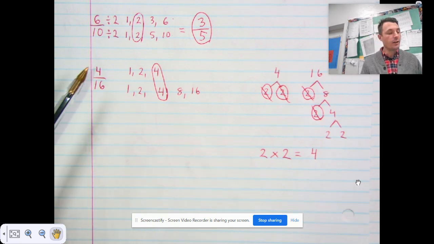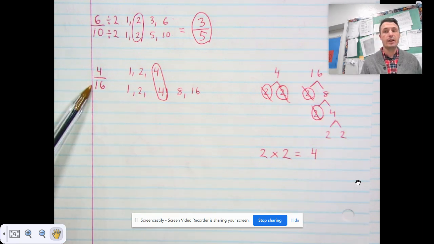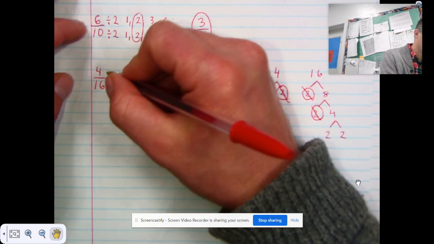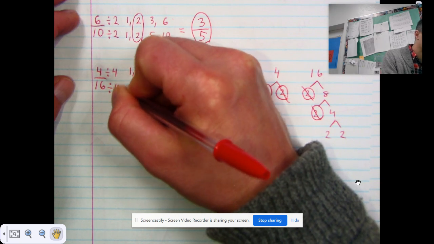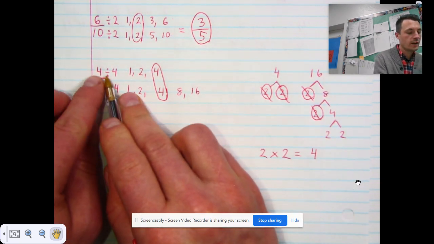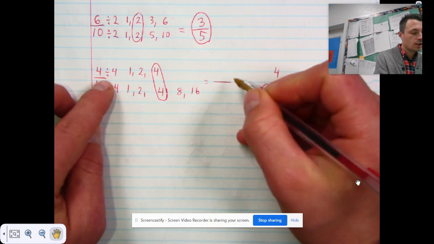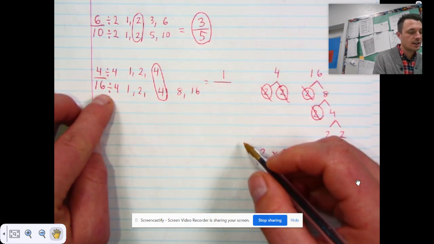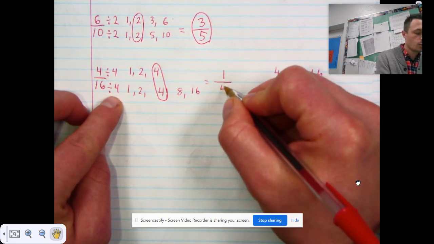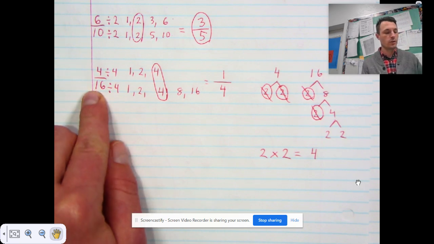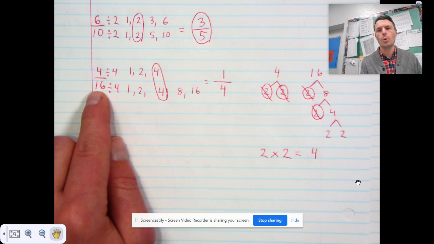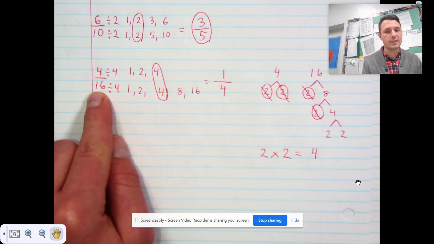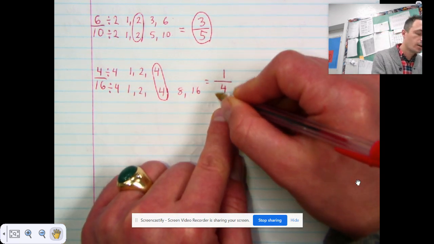And now we divide the numerator and denominator by the GCF, by 4. So we divide 4 by 4, and we divide 16 by 4. 4 divided by 4 equals 1, and 16 divided by 4 equals 4. So 4/16 in simplest form is 1/4.